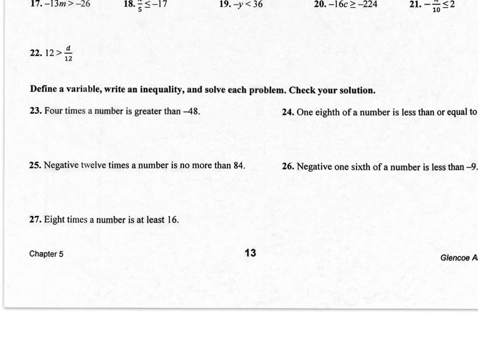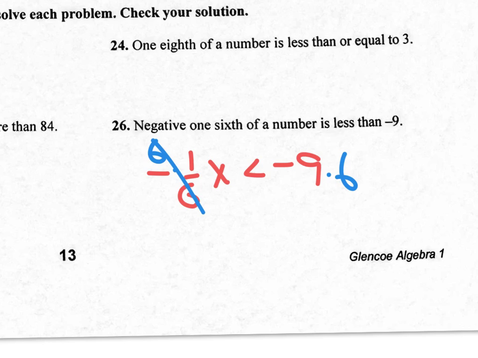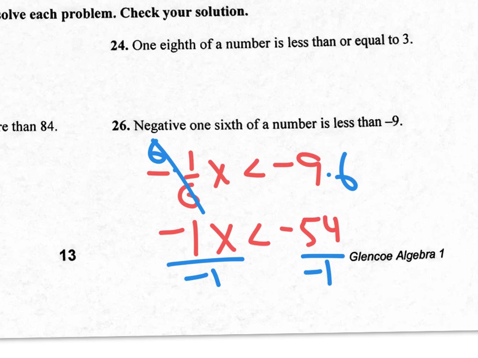24. 26. Why not? It says negative 1/6 of a number is less than negative 9. That's it. All you got to do is solve it now. So you go times 6, cancels, times 6. You're going to have negative 1x is less than negative 54. Final step would be to divide by negative 1, divide by negative 1. So your final answer will be x. Flip the symbol because you divided by a negative, positive 54.